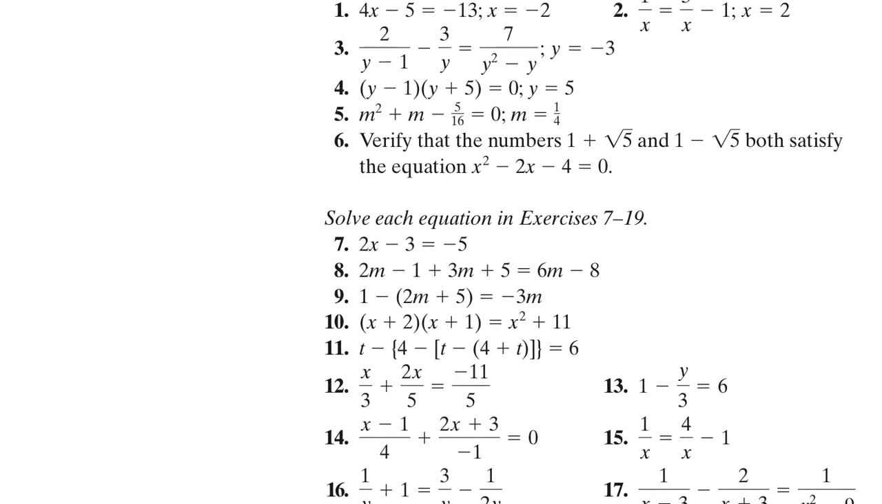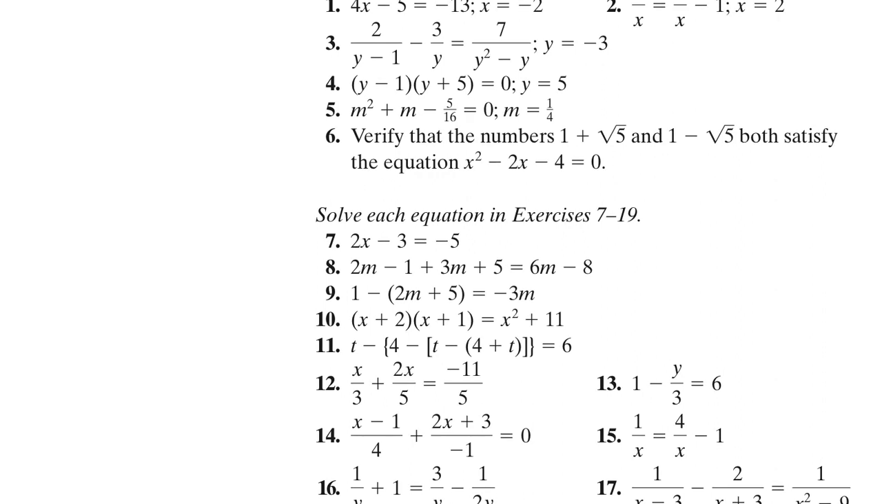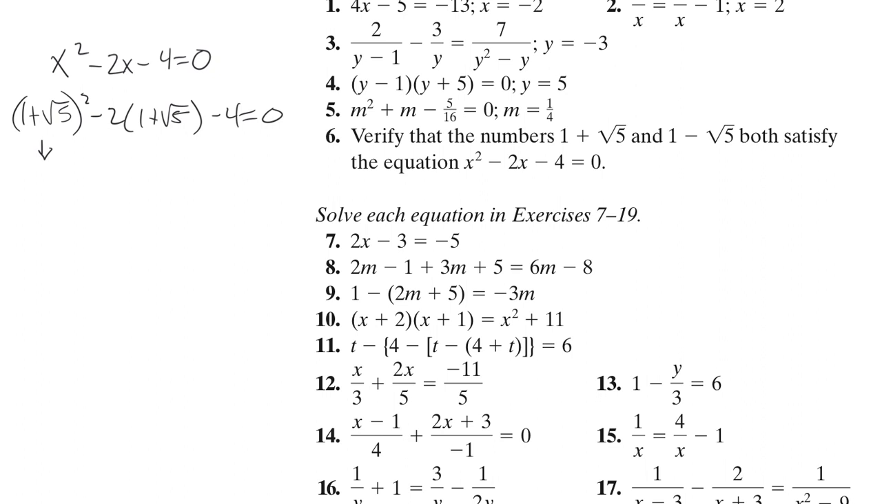So verify that the numbers. Okay, so we have this quadratic, x squared minus 2x minus 4 equals 0, and I need x to be 1 plus the square root of 5. So 1 plus the square root of 5 squared minus 2 times 1 plus the square root of 5 minus 4 equals 0. So I need to expand this out.